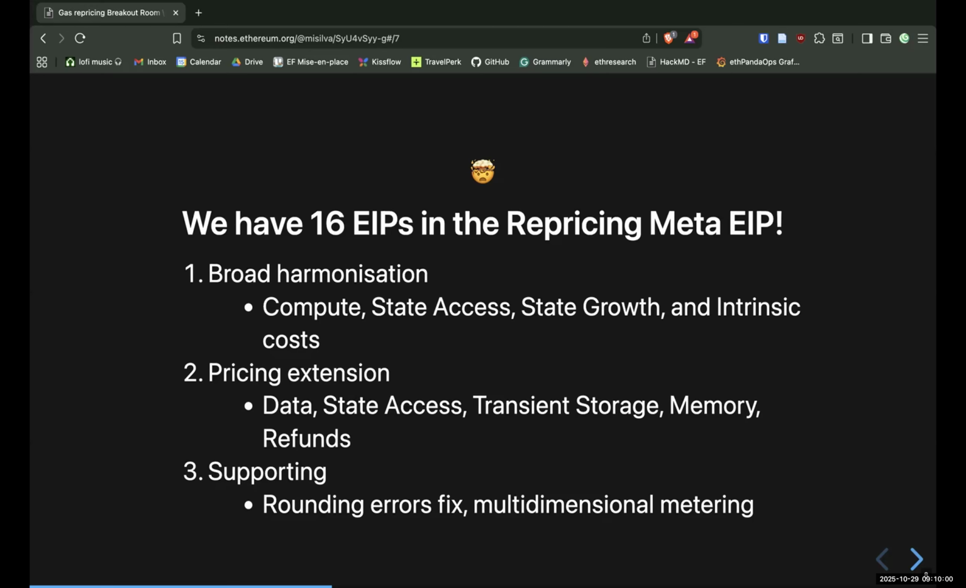And the third one is supporting. So this is not actually repricing EIPs, but are EIPs that are somehow supporting the other EIPs. And for these, we have two for fixing rounding errors and also the multidimensional metering.